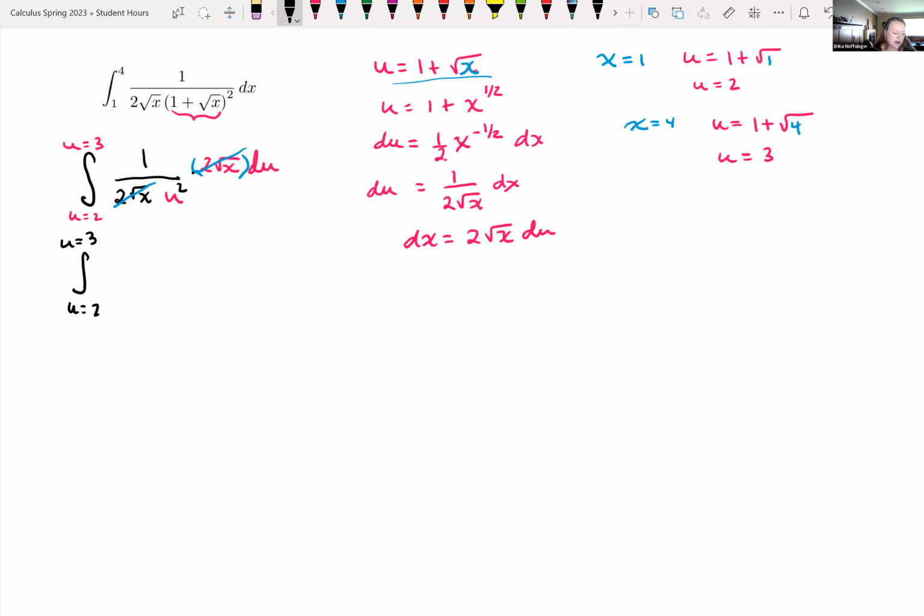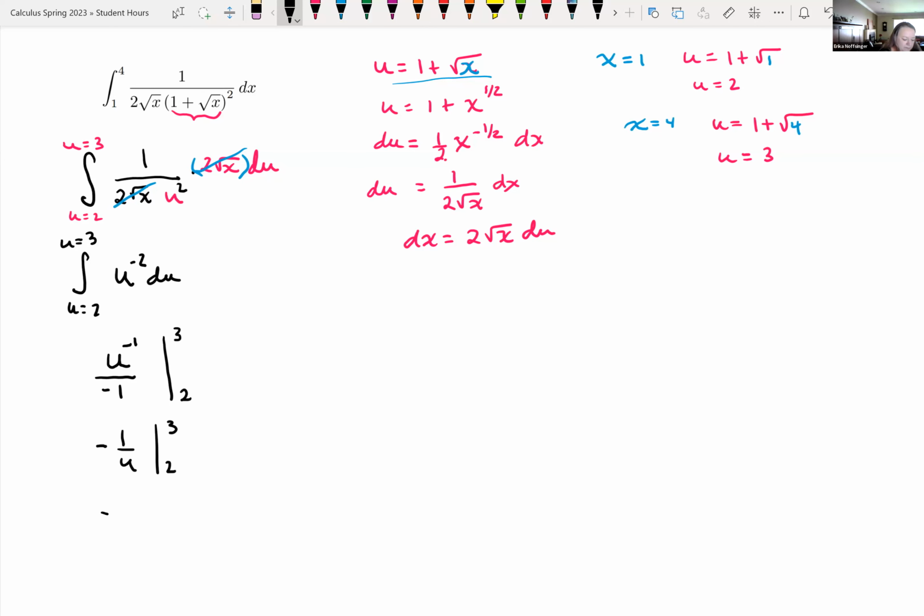Well, 1 over u squared, it's not in that form that I know how to take the antiderivative of, but we could bring this up into the numerator and rewrite it as u to the negative 2 power du. Okay, so not too bad to take the antiderivative: add 1 to our exponent. So negative 2 plus 1 is negative 1. Divide by our new exponent, negative 1, and we're evaluating this from 2 to 3. So same thing as negative 1 over u, evaluated from 2 to 3.